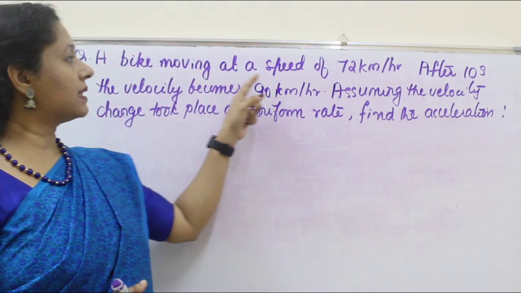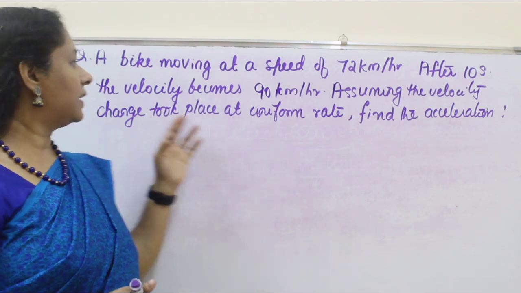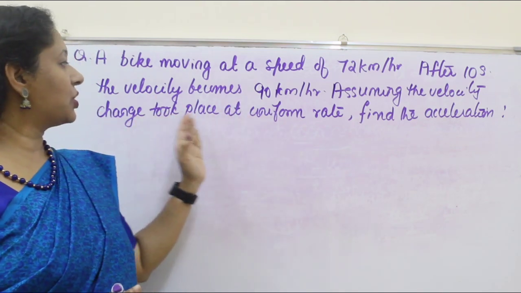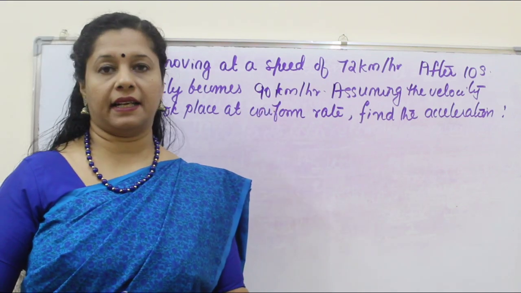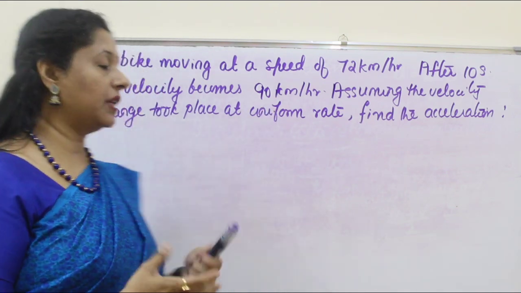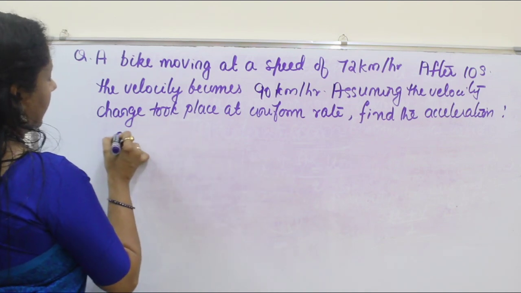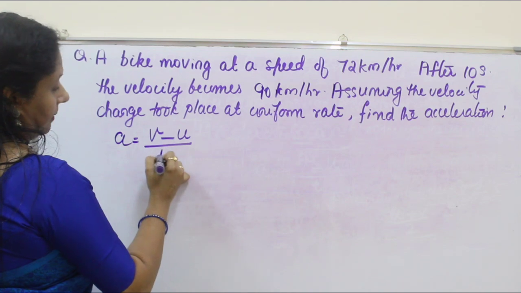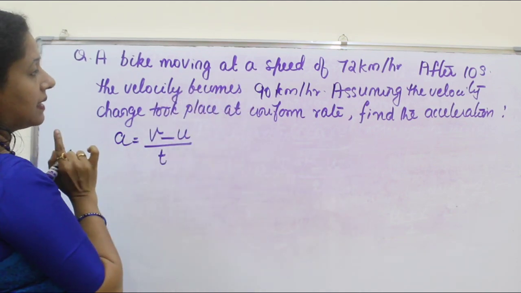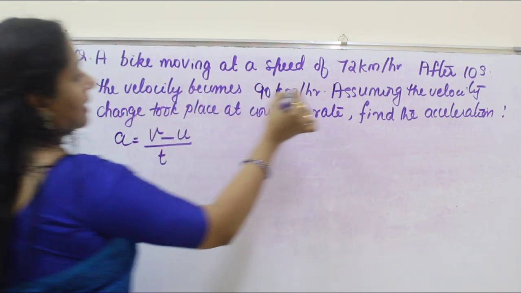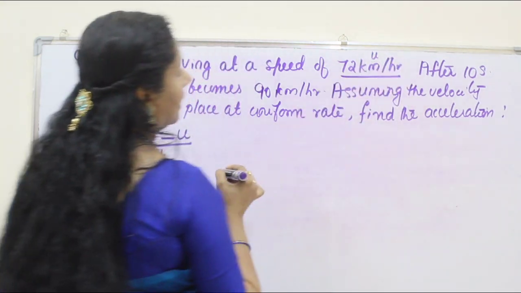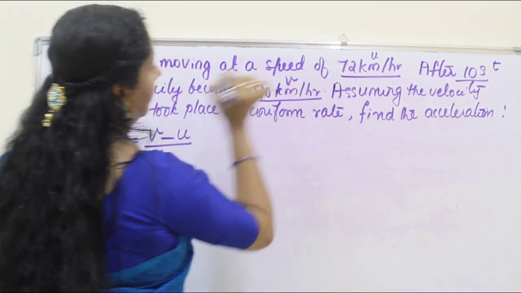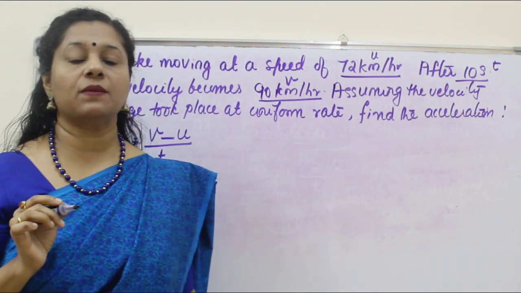A bike is moving at a speed of 72 km per hour. After 10 seconds, the velocity becomes 90 km per hour. Assuming the velocity change took place at a uniform rate, find the acceleration. If it is at uniform rate, usually we consider that scenario. We know that acceleration is equal to final velocity minus initial velocity upon time. Here we have all the parameters given. Initial velocity u is 72 km per hour, time given is 10 seconds, and final velocity is v. So if you substitute these values, we can get the answer.